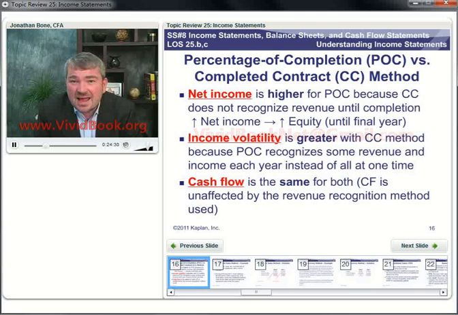Cash flow, exactly the same for both. The cash flows, of course, are just when the customer pays us and we incur cash expenses as we construct the asset. It's just pure accounting treatment we're talking about here.